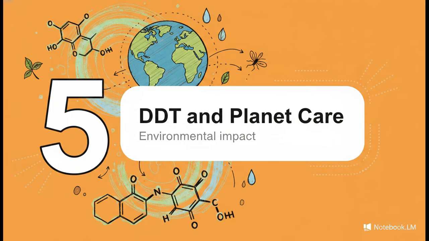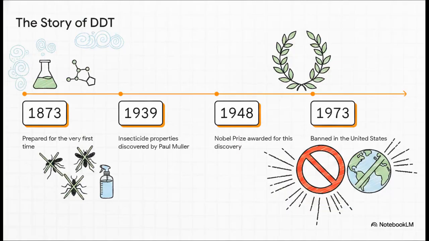Which brings us to our final section, Part 5, DDT and planet care. Now, the history of DDT is honestly one of the most dramatic timelines in modern chemistry. It's a polyhalogen compound that was first prepared way back in 1873. But it wasn't until 1939 that a guy named Paul Muller discovered it was an incredibly effective insecticide. I mean, it was so good at killing malaria-carrying mosquitoes and typhus-carrying lice that Muller actually won the Nobel Prize for it in 1948. After World War II, its use just exploded globally.